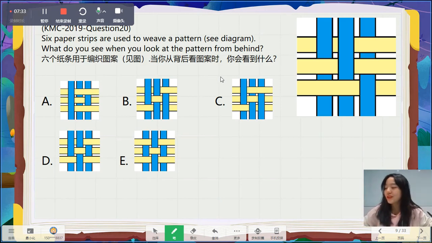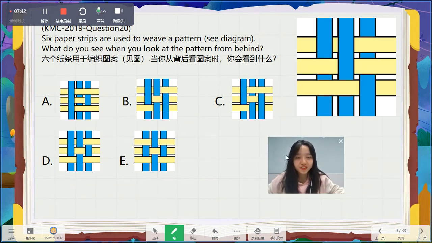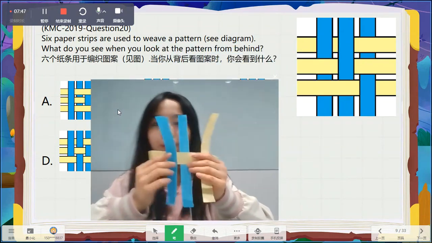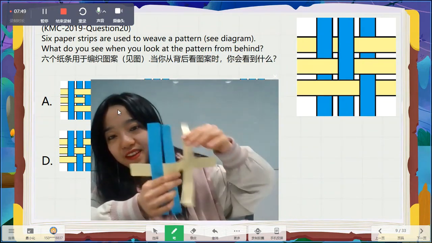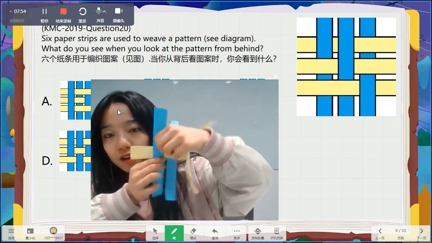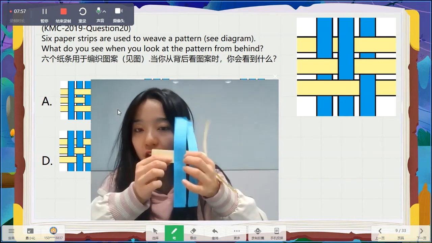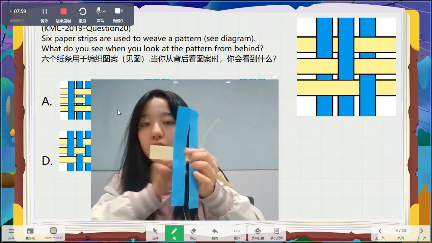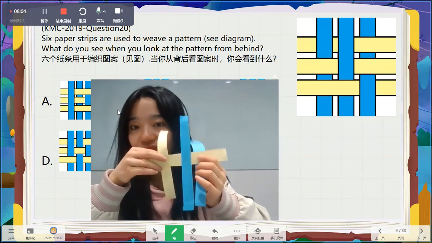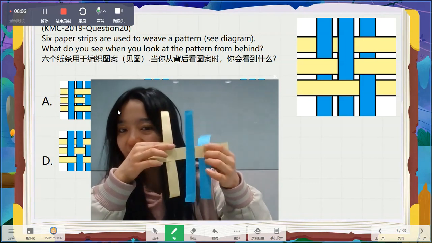So when we want to solve such a question, we have to know its pattern. Let's see, I got one in my hand to show you that more clearly. So, if at first the strip on the above is a blue color, after I flip it, it will turn into the other color, the yellow, right?